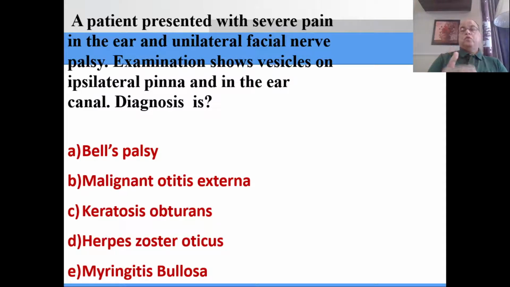If you could not pick up the answer from the statement, go back to the basic concept and let's go one by one for all these options. As far as Bell's palsy is concerned, we know that Bell's palsy is a diagnosis of exclusion. Bell's palsy is unilateral lower motor neuron facial palsy, but this is the diagnosis of exclusion.